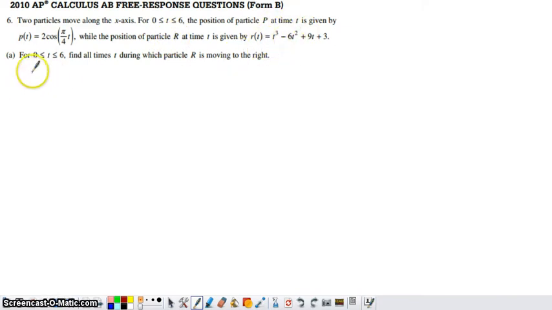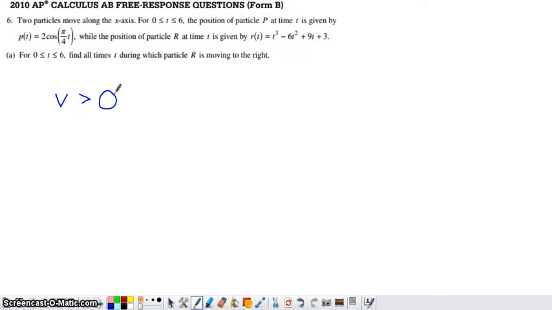And then in part A here it says, on the interval 0 to 6, find all times t during which particle R is moving to the right. So particle R is going to be moving to the right when its velocity is greater than 0. Right? R is moving to the right if the velocity is positive for R. If the velocity is negative for R, then R is moving to the left.